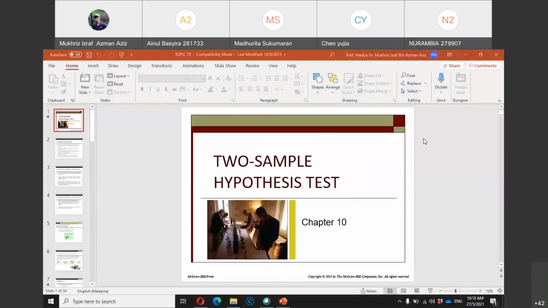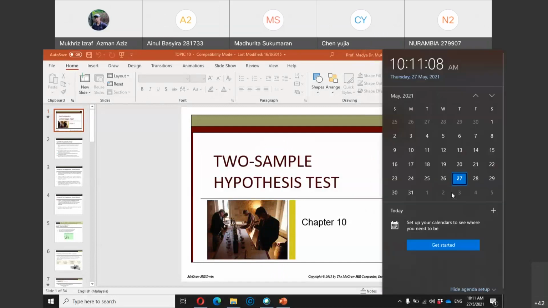Okay, so for today we are going to cover the second last chapter. If you look at the academic calendar, we have 4 more weeks to go before the end of the semester. I think the semester will end, if I'm not mistaken, on the 24th of June, whereby the following weeks after that will be the exam weeks.